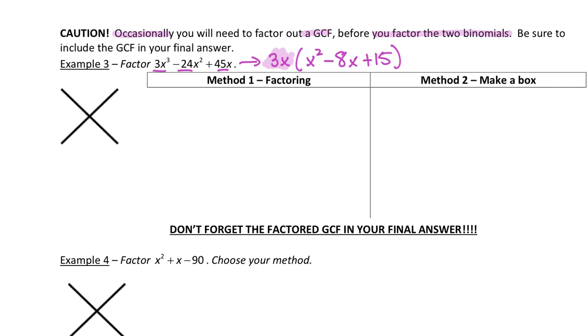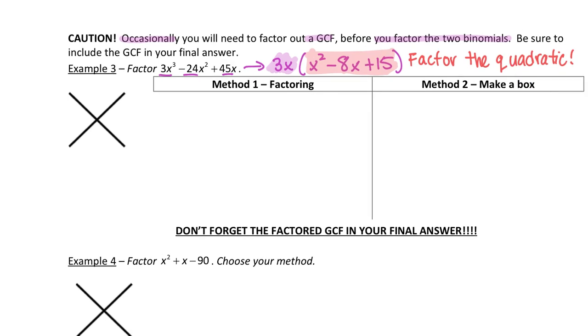So now what I do is I'm going to factor this guy. So this is what's going to go into my x. So this is what we're going to factor. This is my quadratic right here. So we're going to factor the quadratic. All right, step 1 is I'm going to multiply the first times the last term, and I get 15x squared. I get negative 8x in the middle there.